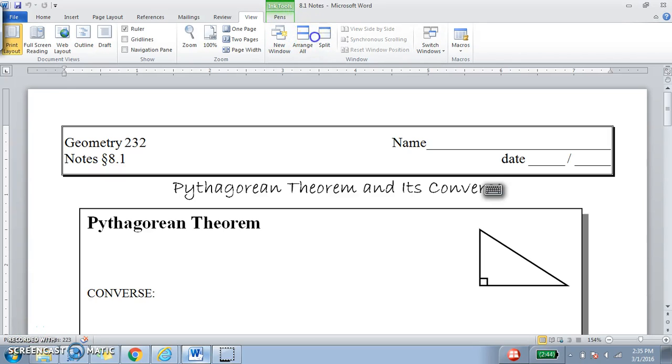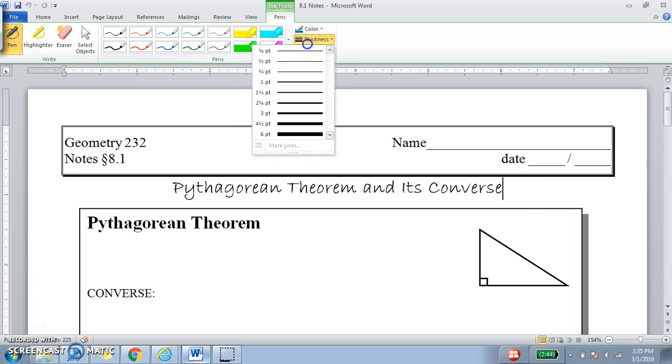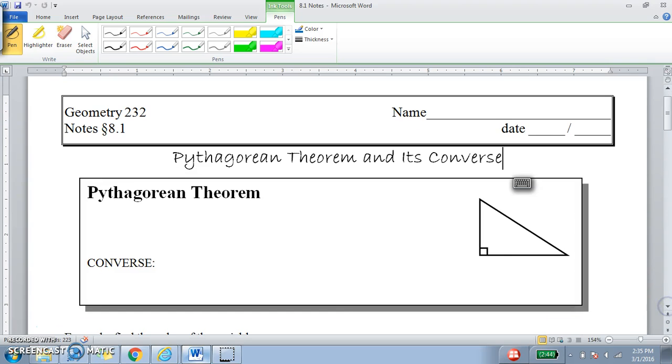This is Geometry, section 8.1, the Pythagorean theorem and its converse. So, I've referenced this theorem a few times throughout this year, so we're finally going to formally learn what it is today. So, the Pythagorean theorem says, in a right triangle, such as this one over here, a squared plus b squared equals c squared, where a and b are the lengths of the two legs, or the two sides that make up the right angle of the triangle, and c is the hypotenuse, or the longest side across from the right angle in the triangle.